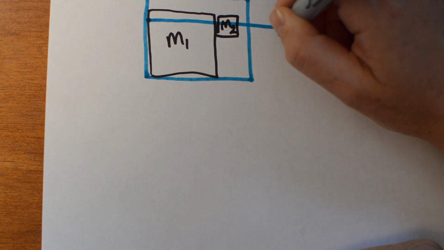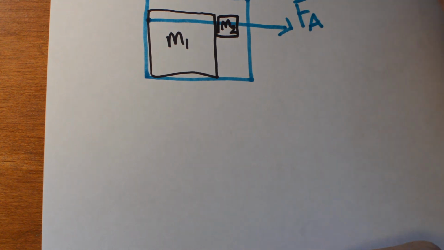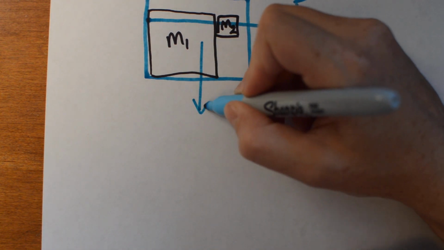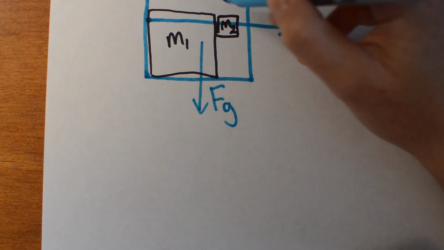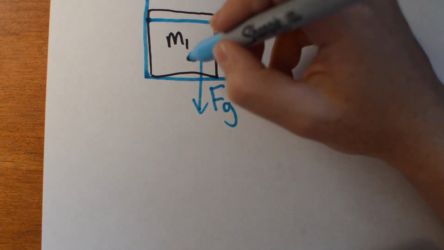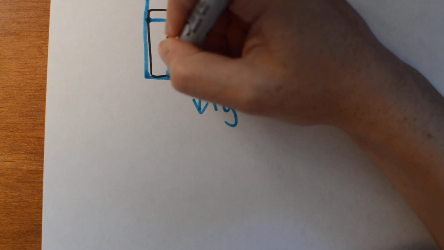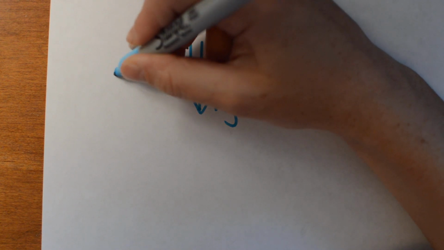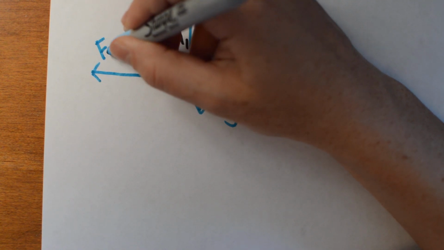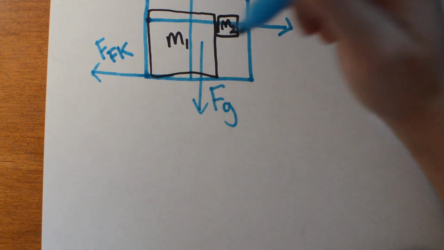So that is actually the force we want to solve for. The whole system would feel a force of gravity. This is going to be the mass of the entire system times g. It'll also feel a normal force. And there's a friction force here, right? Because M1 is sliding on a surface. So there's an F, it's a sliding friction force, FFK, because that guy's sliding.